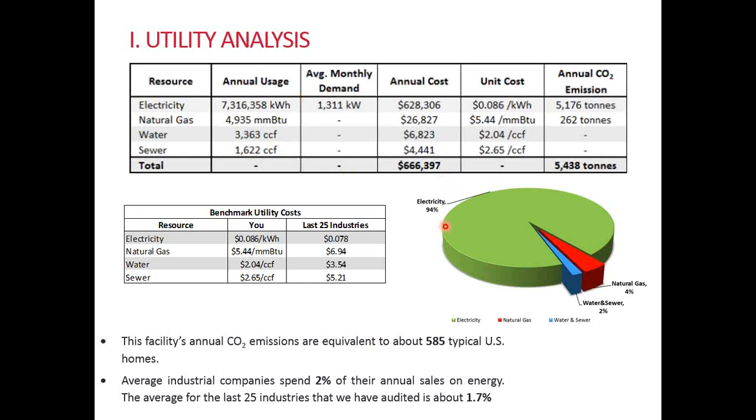The first is this pie graph right here. It's just a translation of these totals right here. But what we can tell from this is that 94% of their utility bills are going towards electricity. So we know if we go to the plant that electric equipment and electricity savings are what we're going to be focusing on.